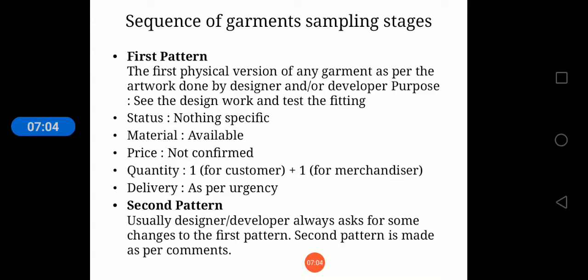So in the first pattern, the physical version is for the buyer and merchandiser, based on the art designs and plain designs we have done. The purpose is for the developer to see the designs. Status: nothing specified. We check what material is available, whether the price is confirmed or not confirmed, and the quantity is one for the customer and one for the merchandiser. As per this we have to check the first pattern. And the second pattern: usually the design developer asks for some changes in the first pattern, and the second pattern is made for the comments.